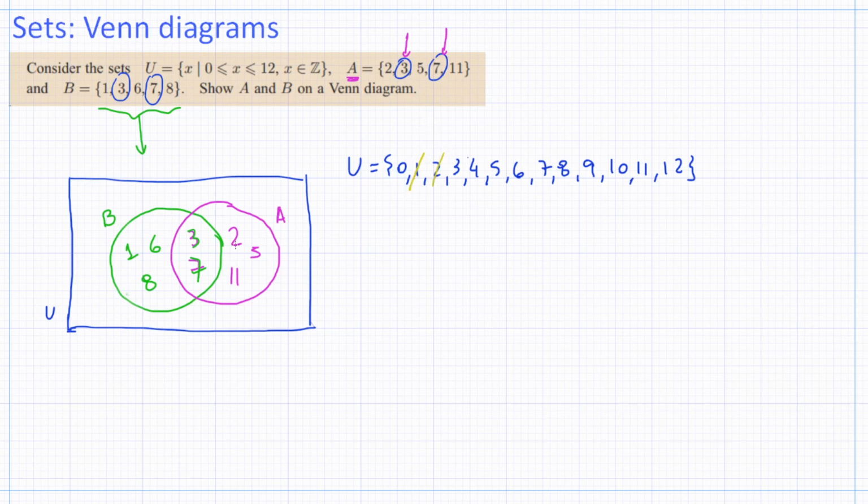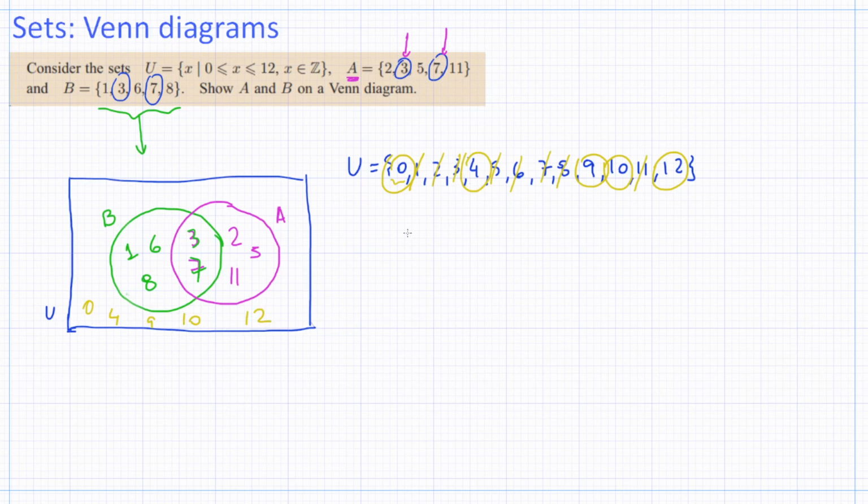2 is on set A, 3 is in both, 4 is in neither, 5 is in set A, 6 is in set B, 7 is in both, 8 is in B, 9 is in neither, 10 neither, 11 is in set A, and 12 in neither. So what would be the numbers which are missing? I've got 0, I've got 4, I've got 9, 10, and 12. So I would have to express those numbers just lying anywhere outside of those circles. So 0, 4, 9, 10, and 12.